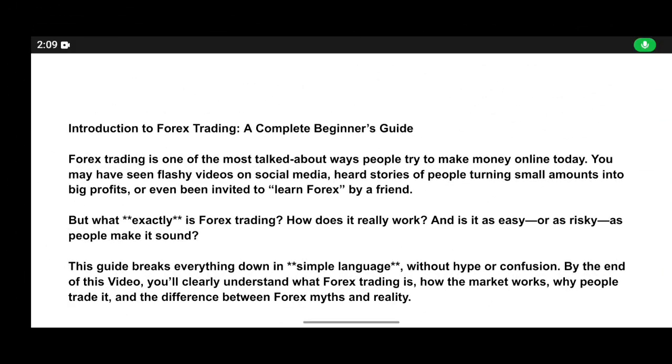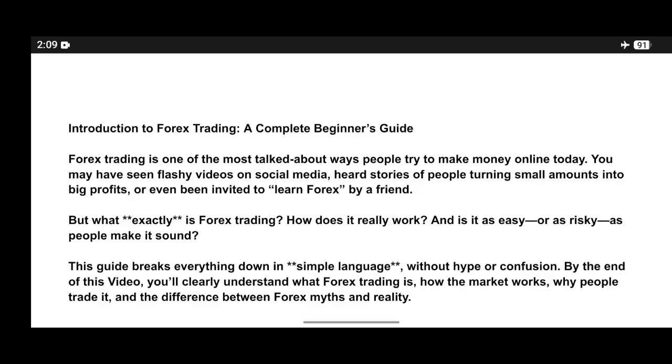Hello guys, welcome to my screen. So, introduction to forex trading, a complete beginner's guide. These are the complete beginner's guide if you are new to the forex market.